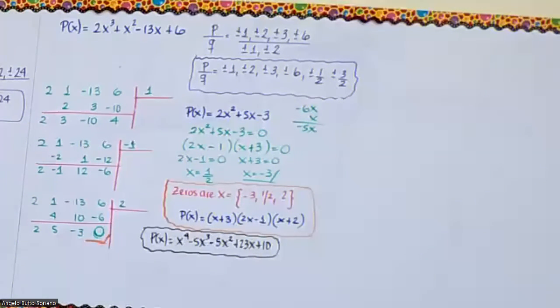x to the 4 power minus 5x cubed minus 5x squared plus 23x plus 10. How many solutions are we supposed to have in the last one? 4. Exactly. No, 5. No. What? No, 4, sorry, 4.